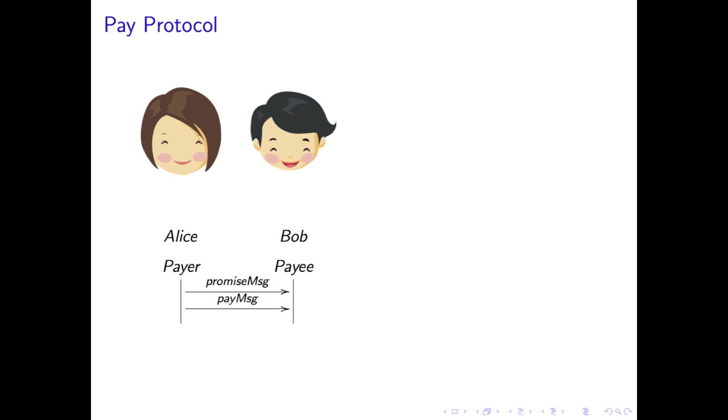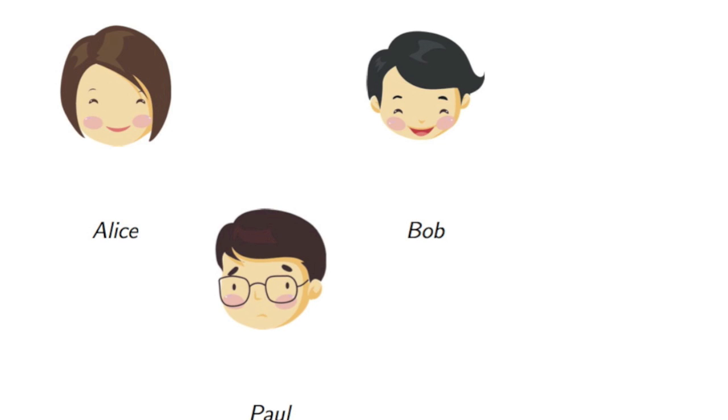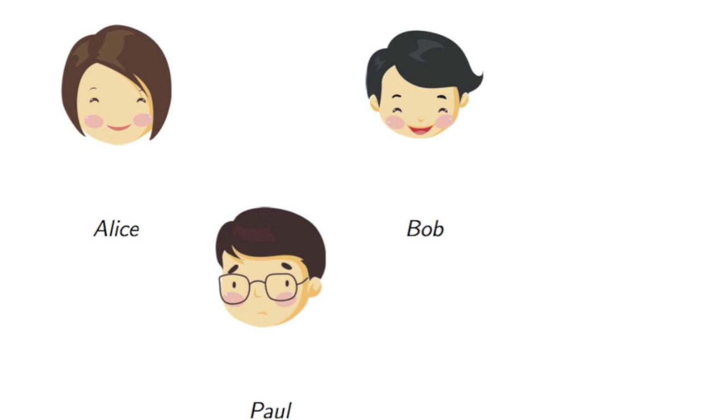As an example, let's assume Alice and Bob have agents that interoperate with each other using a protocol called Pay. Pay is a very simple protocol between 2 roles, the payer and the payee, consisting of 2 messages. First, the payer promises to make a payment to payee, and then, at some later point in time, actually transfers the promised payment. Now assume Alice and Bob want to change their interaction to be faster and more secure. They ask Paul, a protocol designer, for help.